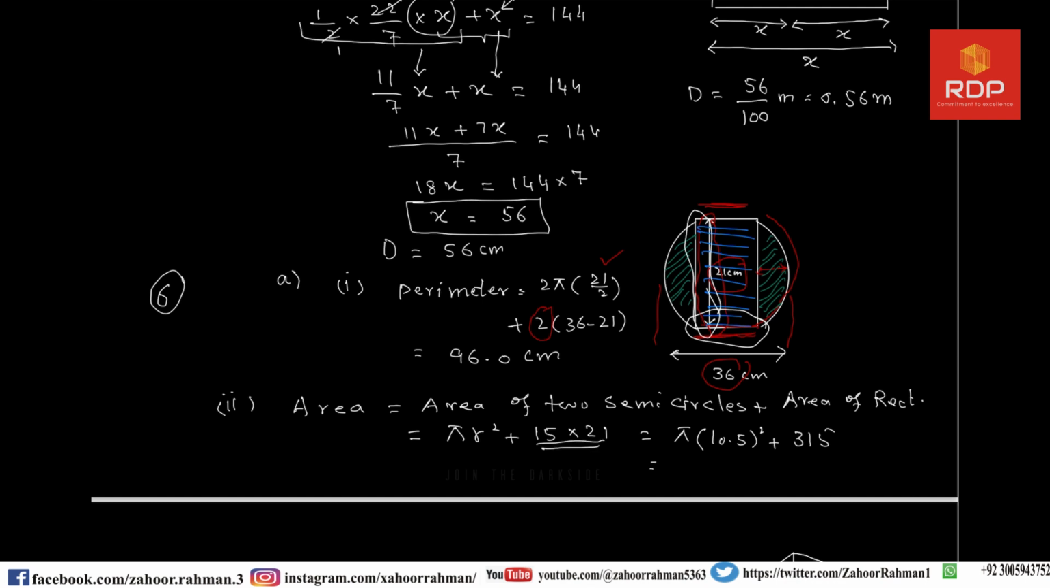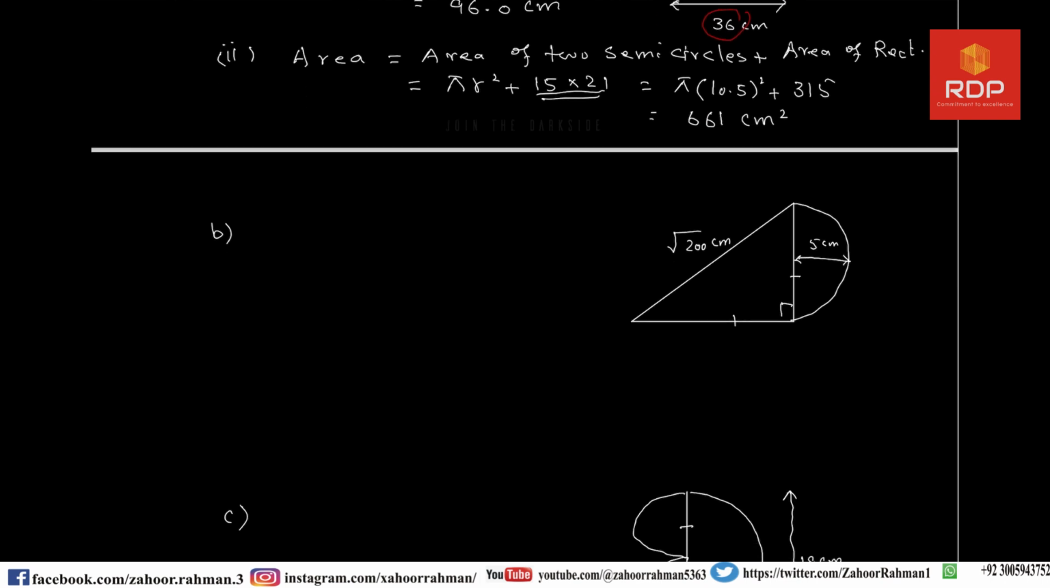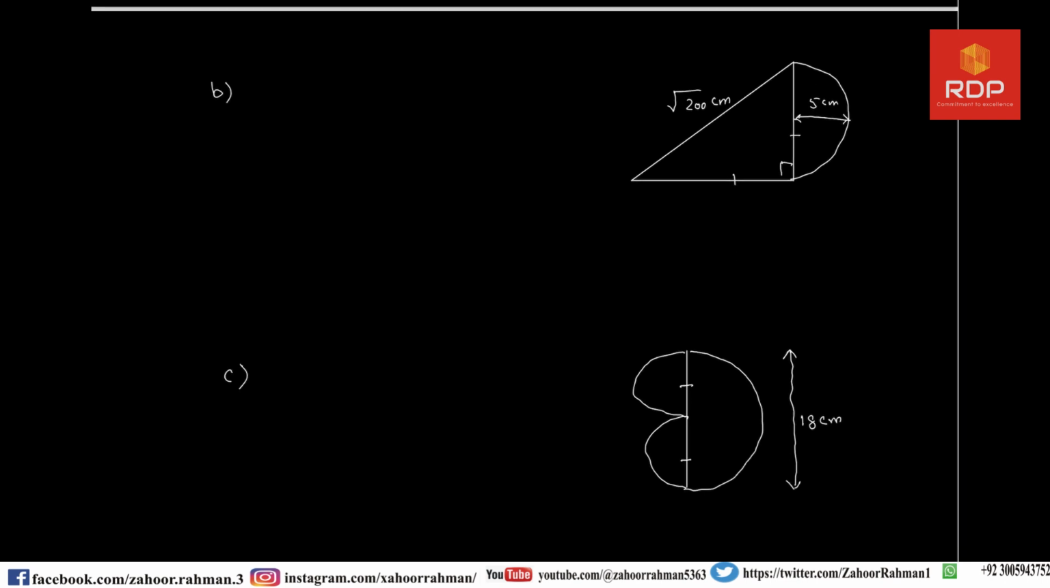Now after the necessary calculation, putting the value of pi as 22 over 7, we will get 661 centimeter square. That was the whole story about part number A.